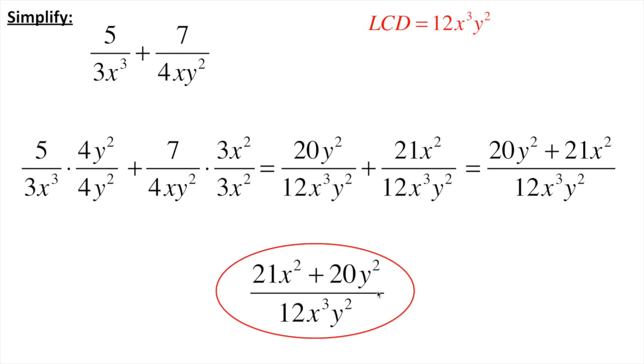We can't reduce any of these because this one has an x squared, but this one does not, so I can't just start crossing off these x's. This is as far as you can go. The big thing is just to find the lowest common denominator, then figure out what you're going to have to multiply each part by, top and bottom, to get that lowest common denominator.